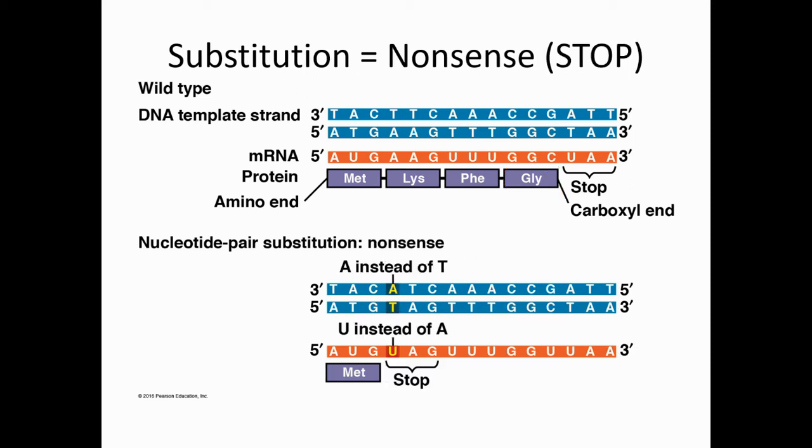Here's a nonsense mutation. So this A got inserted instead of the T. That created a stop codon. So we don't get these 3 amino acids being made. It stops the protein, doesn't make a protein.